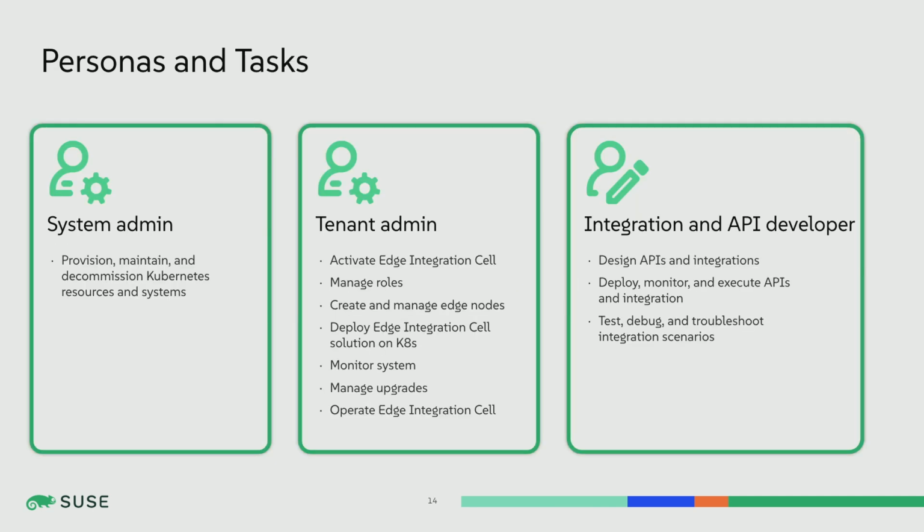When we're looking at the IT team, this is a slide from SAP, which identified three roles the customer is focused on. You have the SUSE administrator, who builds up the infrastructure, installs the server, and installs the Kubernetes cluster. Then you have the tenant admin, who administrates the Kubernetes cluster, but also needs to know SAP software technology, because you also need to install the Edge Integration Cell.